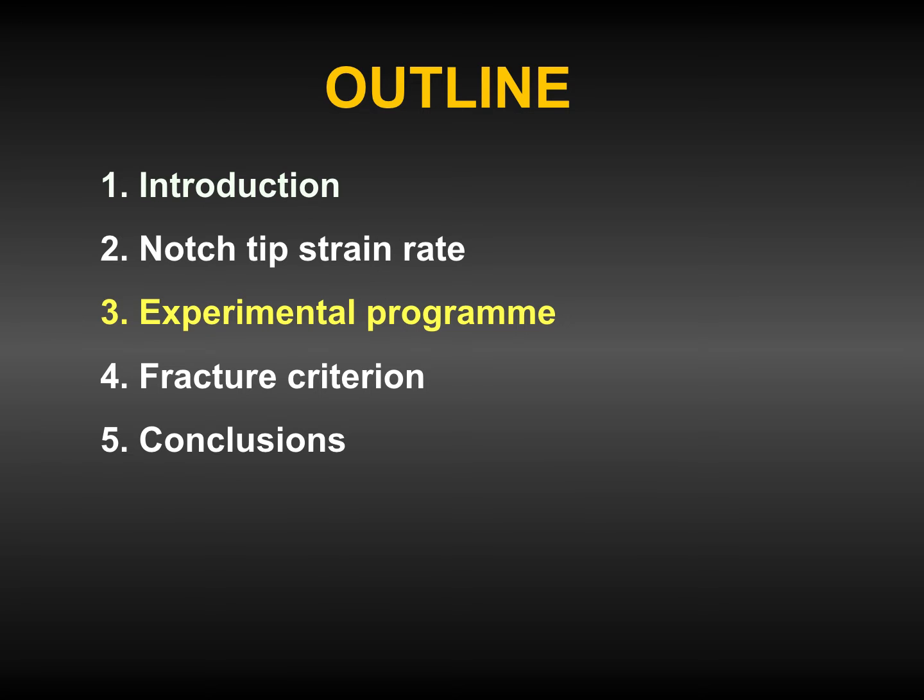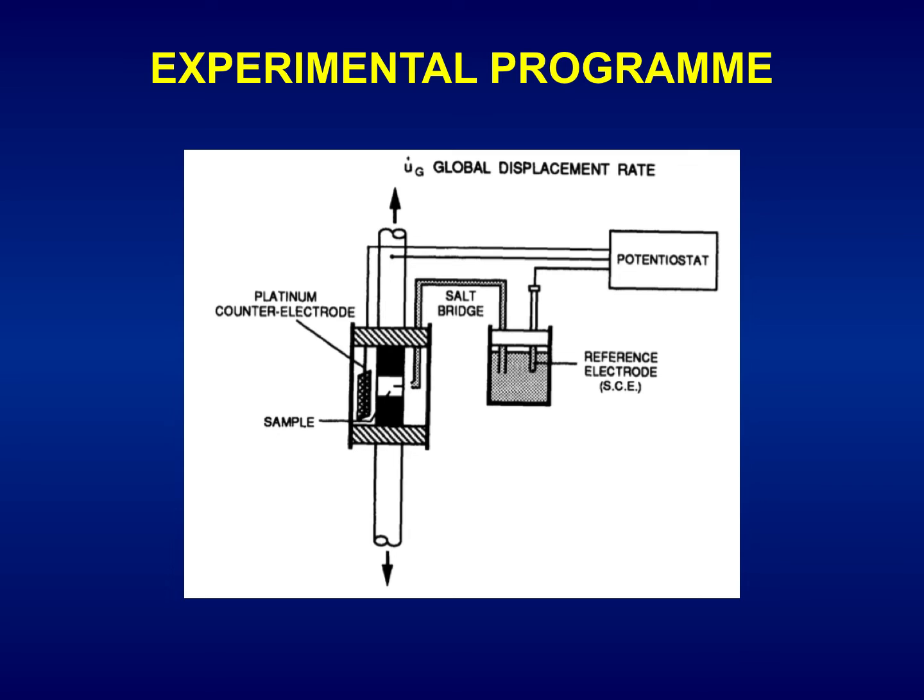These results are applied to the modeling of the experimental program of hydrogen embrittlement tests on notched samples of pearlitic steel. Here, the experimental device consists of a potentiostat and a 3-electrode assembly: a reference electrode, a saturated calomel electrode with a salt bridge, a platinum counter electrode, and the metallic sample electrode.